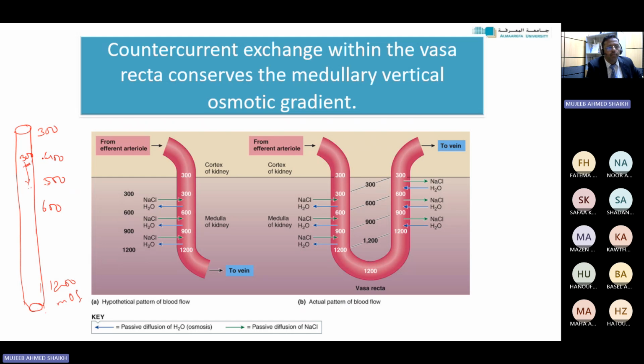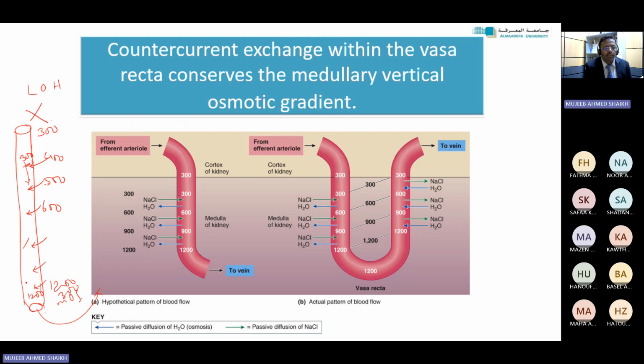What will happen? It will take the solutes from here, till it becomes 1200. And on the way back it will become 300 or less than that, and it will go to the circulation. So the work done by the loop of Henle, the multiplication of the osmolarity, will be lost because of the blood vessels, the peritubular capillaries.